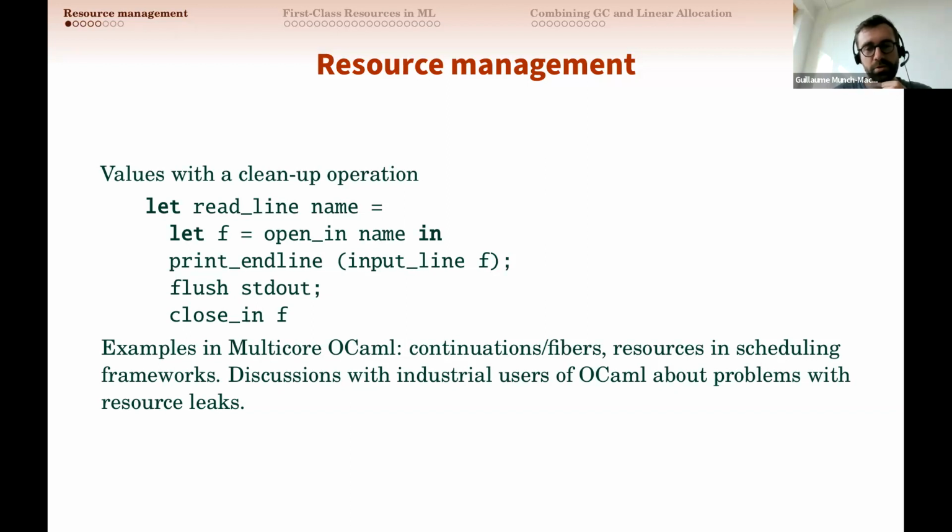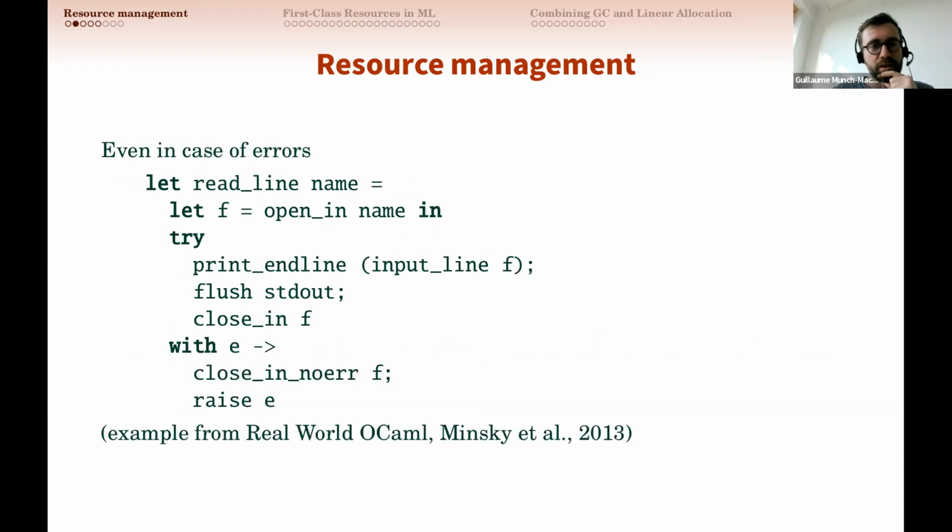topic for multi-core OCaml. And this work in particular started from discussions with industrial users of OCaml who said that they actually had issues programming with resources correctly in OCaml. This example shows that it can still go wrong if you don't pay attention to exceptions that can arise. So in real-world OCaml, you would be advised to add a try with like this to close the file in case of error. So you always have to be mindful of the possibility of an exception.